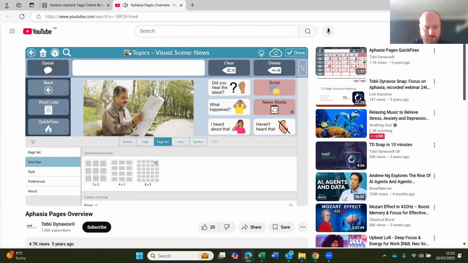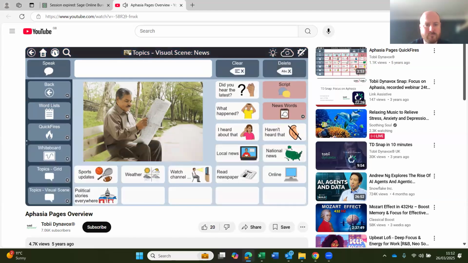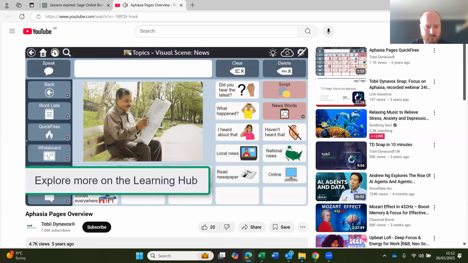We know that people with aphasia do best with clean and simple designs, and these grid sizes provide the necessary tools and content without too much added complexity. Once you select the grid size that's right for you, you're ready to get started by selecting Done. Be sure to explore more videos to learn about each tool and how you can customize it to support communication interactions with people with aphasia.